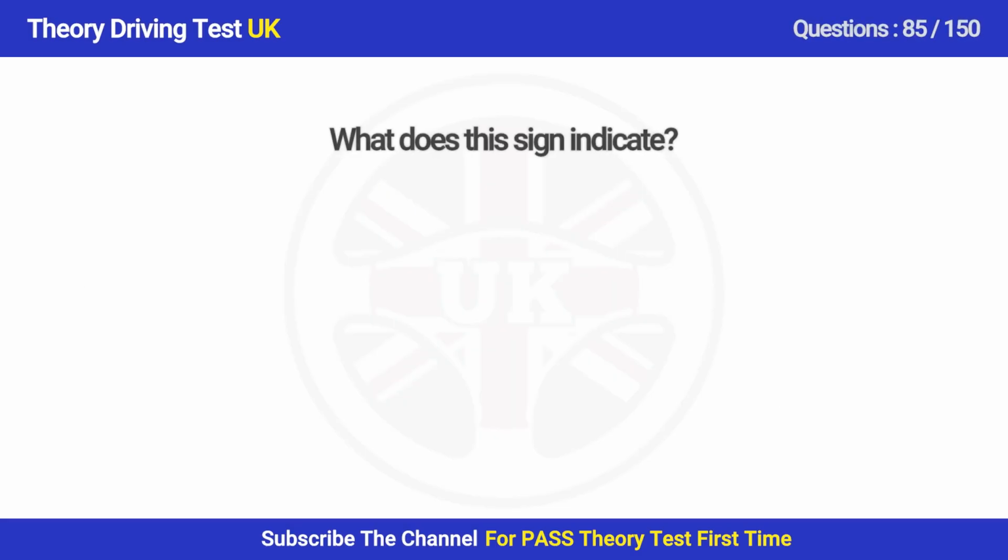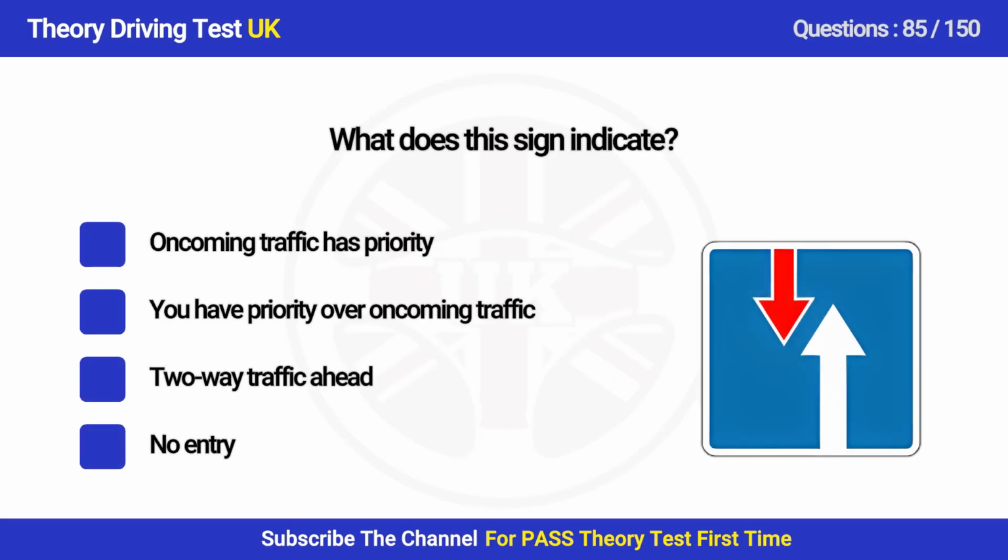Question 85. What does this sign indicate? A. Oncoming traffic has priority. B. You have priority over oncoming traffic. C. Two-way traffic ahead. D. No entry.